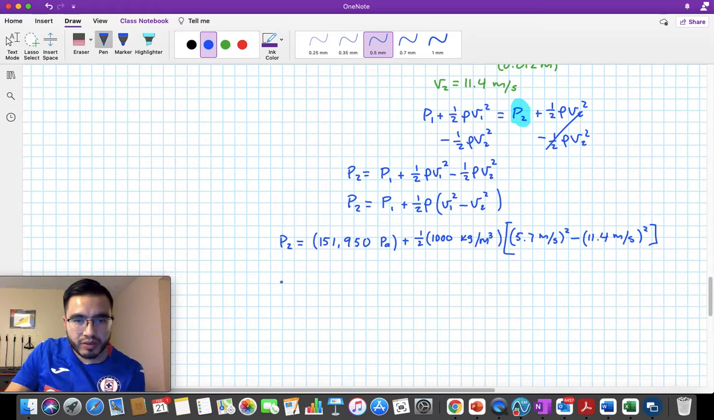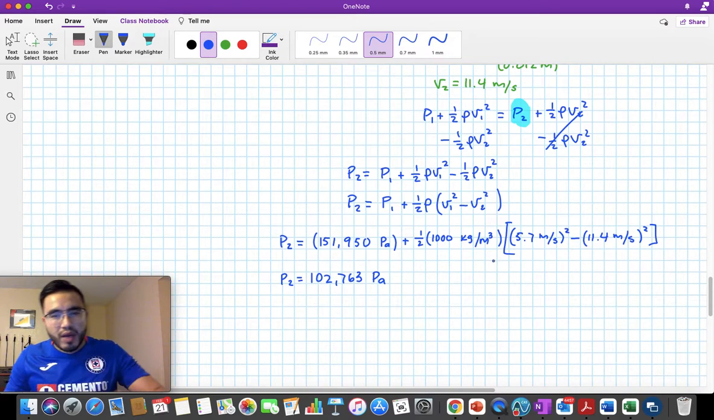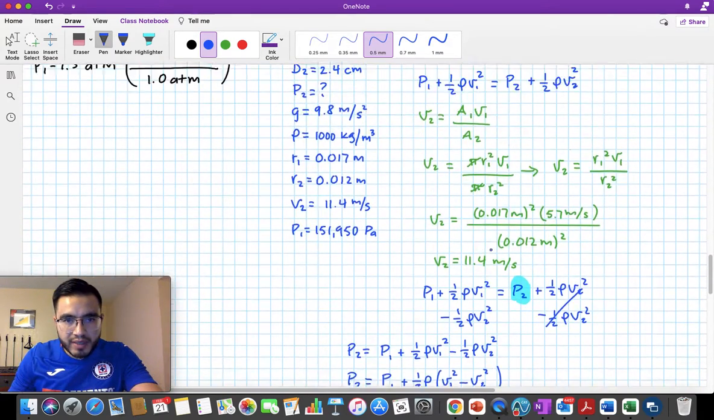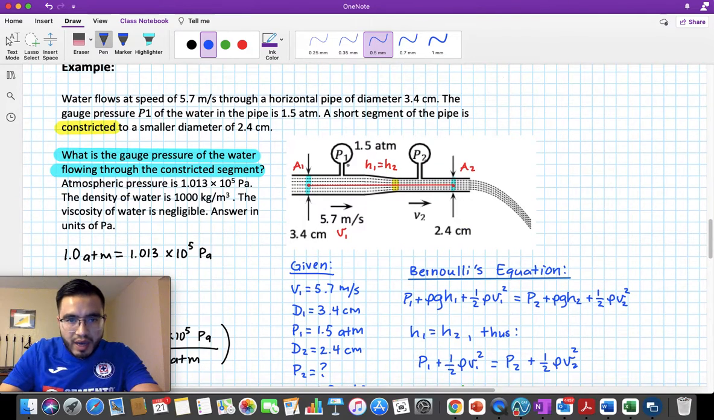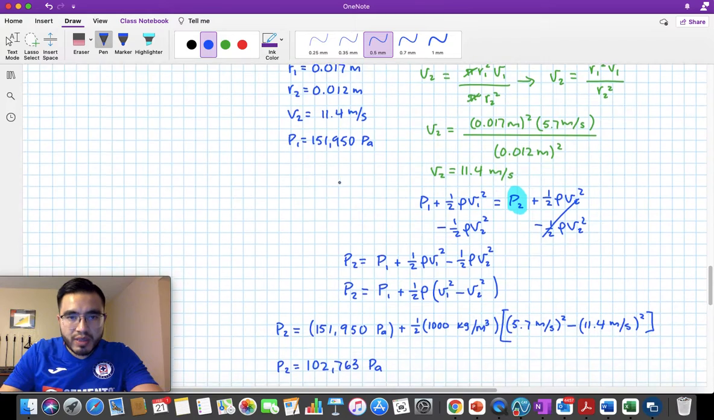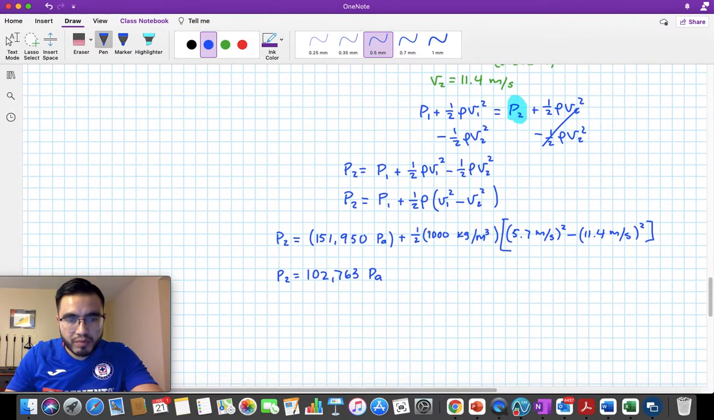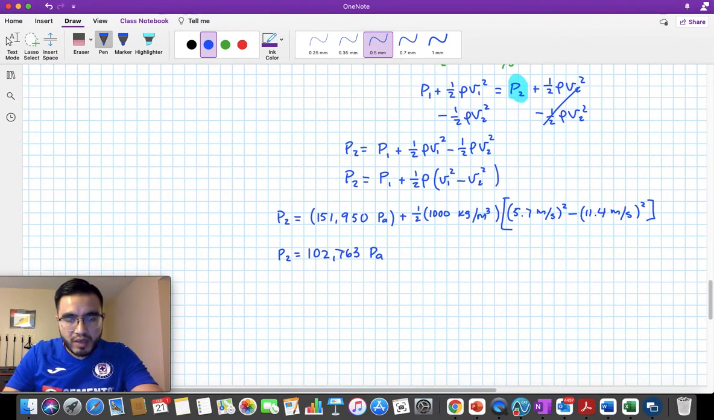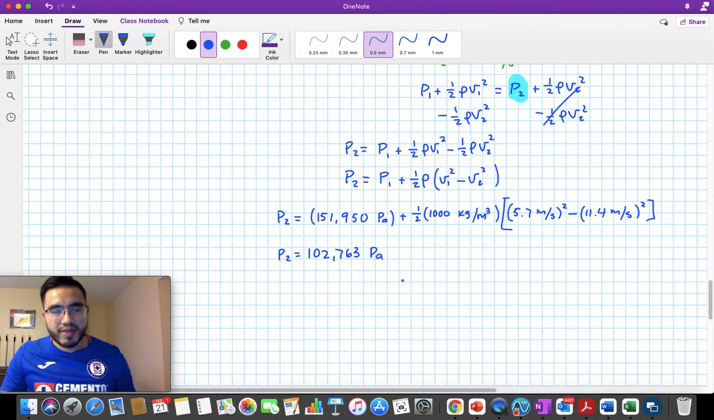Okay, so pressure 2 would be 102,763 pascals. Now, if you think about it, it makes sense because we have a higher pressure, lower pressure. So the pressure is lower than 151,000, or almost 152,000. So there you go. This is the answer.